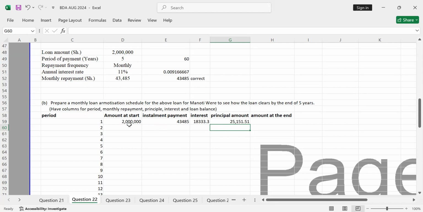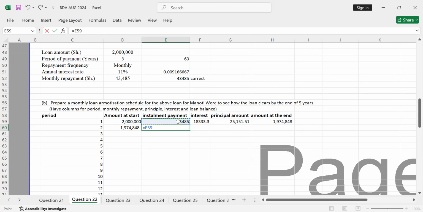Out of these 2 million, you have only paid 25,151. So what is the balance as at the end? It will just be given by the amount as at the start, you minus the principal amount. That is it. You'll also do the same. The amount at the end is the amount as at the beginning here. So you'll also have the principal amount is equals this amount.